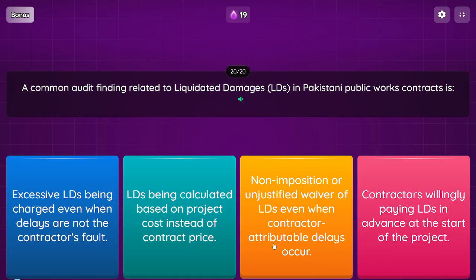Question: a common audit finding related to liquidated damages, LDs, in Pakistani public works contracts is Option 1, excessive LDs being charged even when delays are not the contractor's fault. Option 2, LDs being calculated based on project cost instead of contract price. Option 3, non-imposition or unjustified waiver of LDs even when contractor attributable delays occur. Option 4, contractors willingly paying LDs in advance at the start of the project.